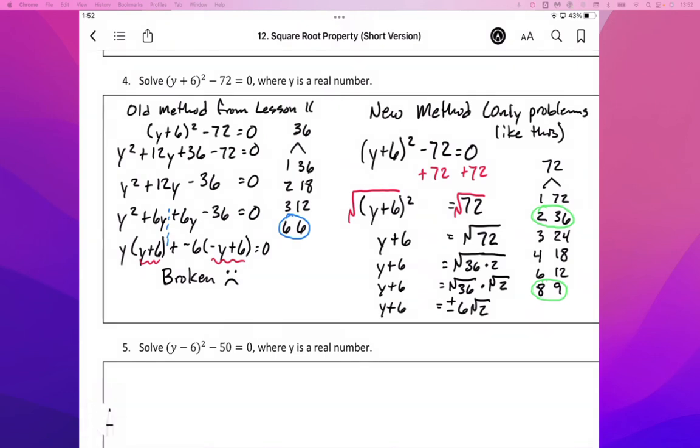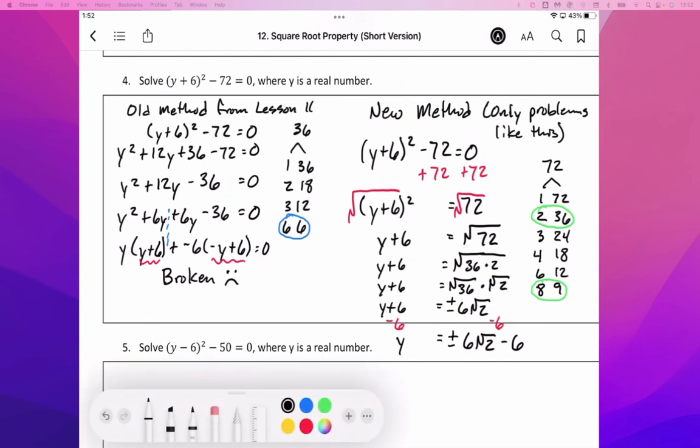And then our last step is going to be to subtract that 6 from the left and right side, both, to get y by itself on the other side. And so we get y is equal to positive or negative 6 times the square root of 2 minus 6. And that, everyone, is a lot of work.